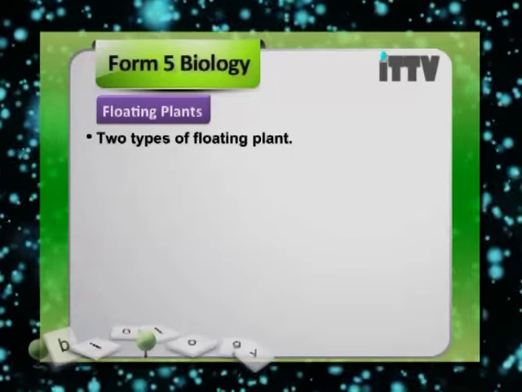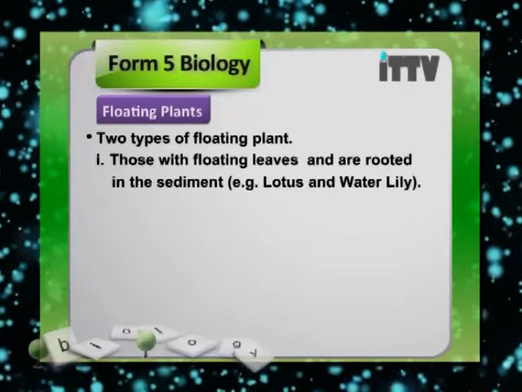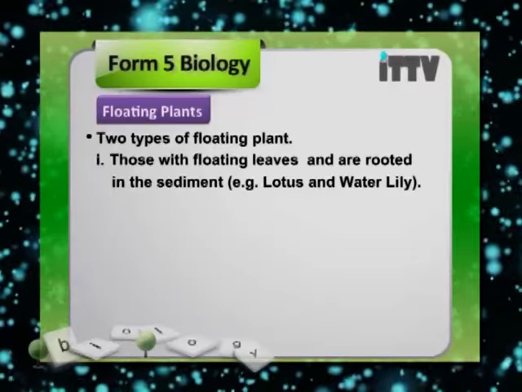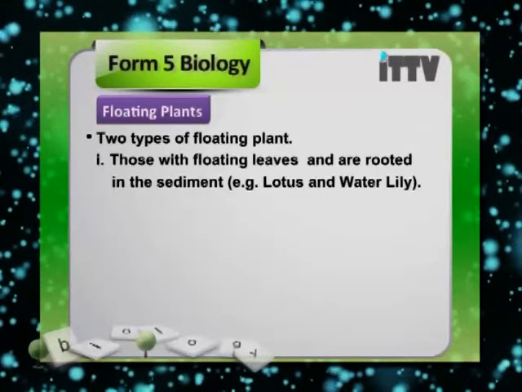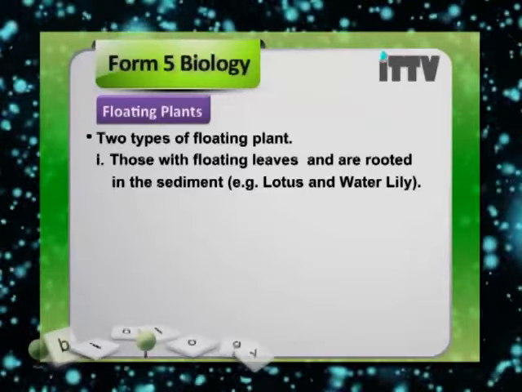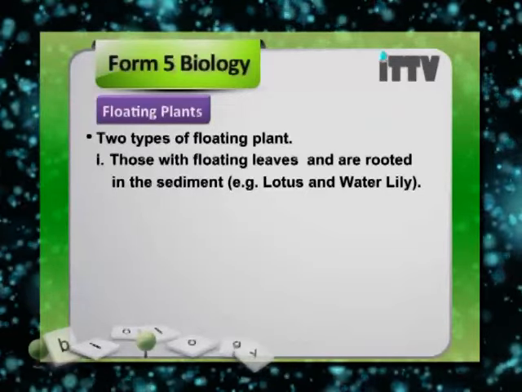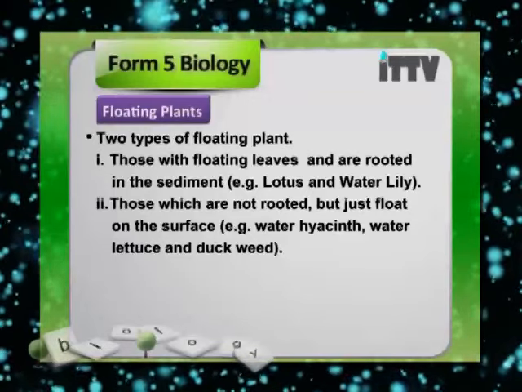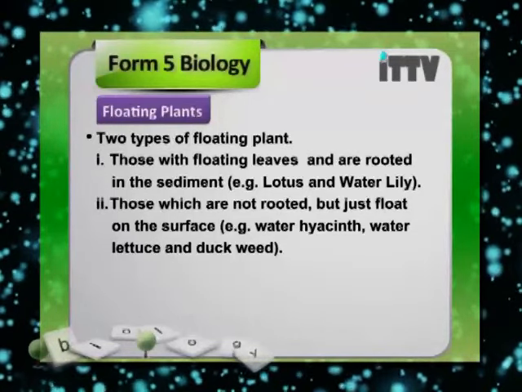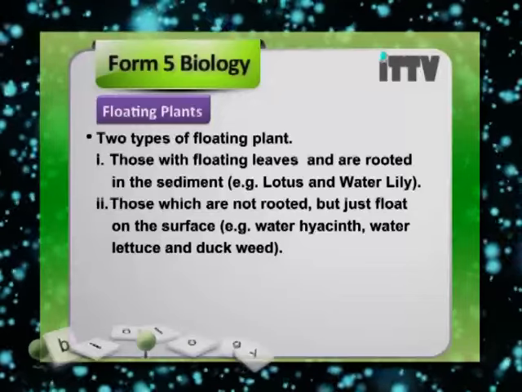So, there are two types of floating plants. First type are those with floating leaves and are rooted in the sediment. For example, lotus and water lily, they are rooted in sediments. But those which are not rooted but just float on the surface, for example, water hyacinth, water lettuce and duckweed.